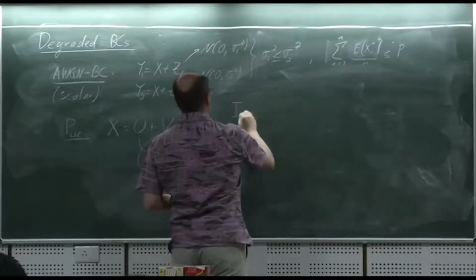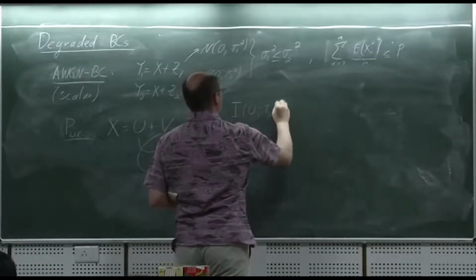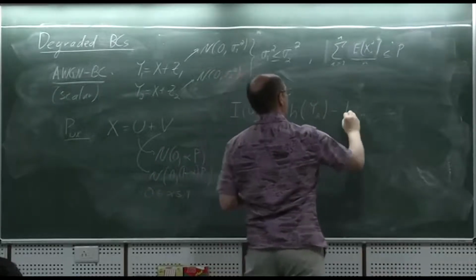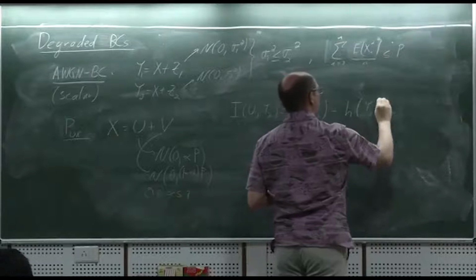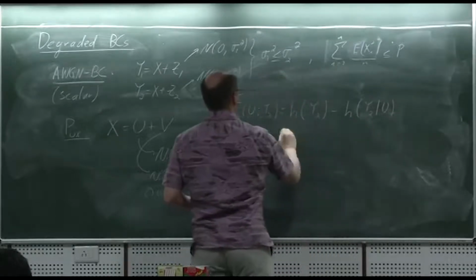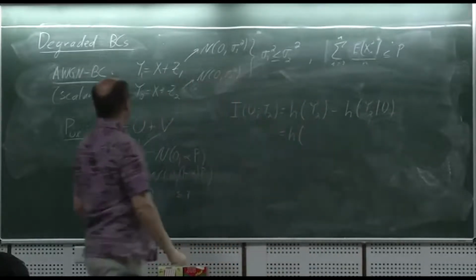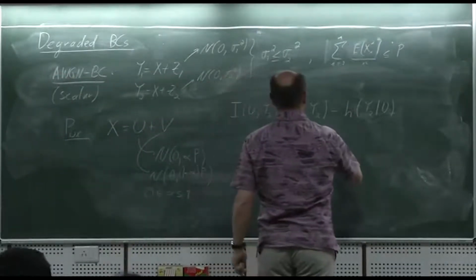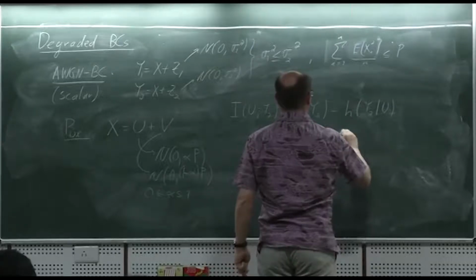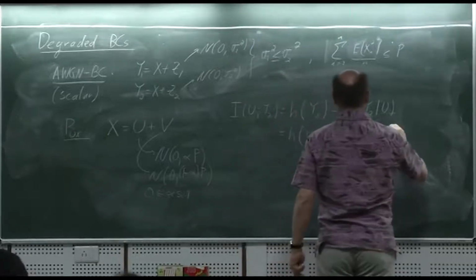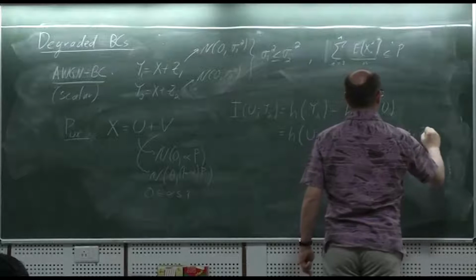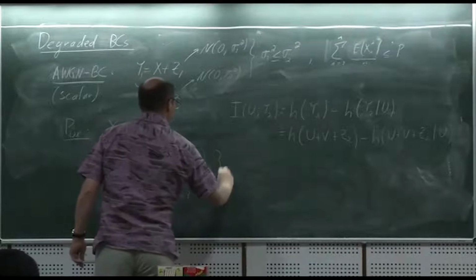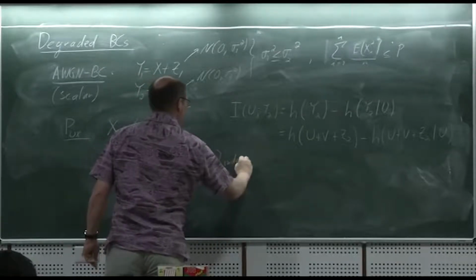I(U;Y2) is the differential. Everything's Gaussian, so we have continuous random variables. So let's look at the differential entropies here. This here is h. So what's Y2? It's X plus Z2, but X is U plus V, so we get h of U plus V plus Z2 minus h of U plus V plus Z2 given U. Oh, and all these are independent, of course.